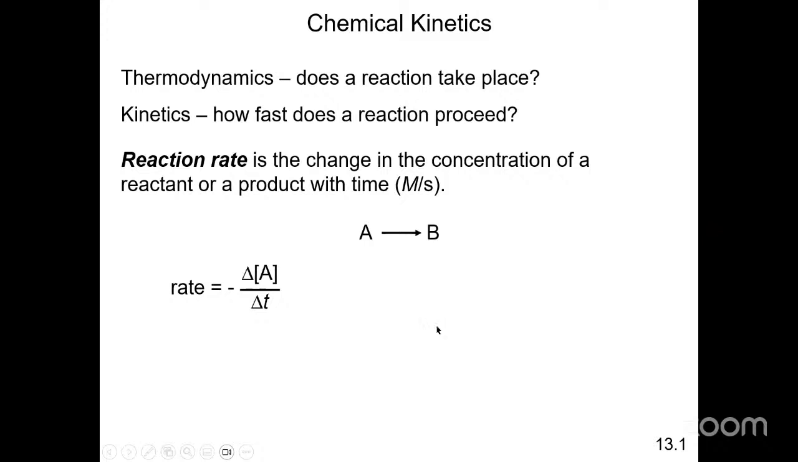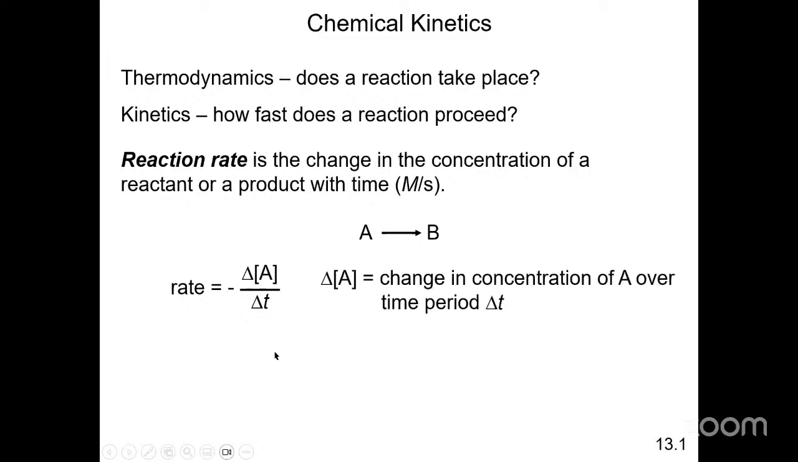So let's say we have a reaction A going to B, then we can basically calculate the rate of the reaction using this equation here, where rate is equal to minus the change in concentration of A. I don't know if you guys are familiar with this symbol, this triangle, it means change. So this is a change in concentration of A divided by the change in time. And you'll notice there's a negative sign here. And the reason why there's a negative sign is because the reactant is decreasing in terms of its concentration.